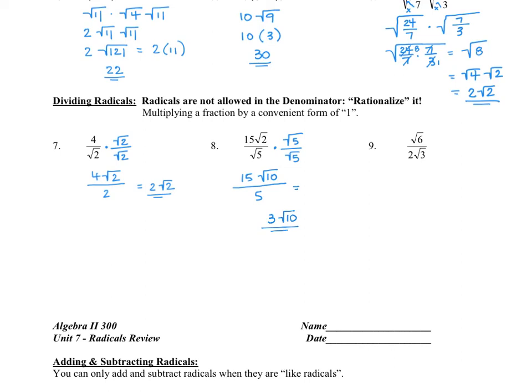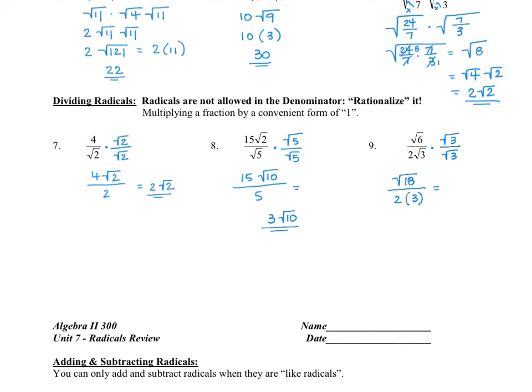In number 9, we only need to multiply by what's under the radical to both the numerator and the denominator. So if I multiply the numerator by rad 3 and the denominator by rad 3, in the numerator I can multiply what's under the radicals, so I'll end up with rad 18. And in the denominator, I'll have 2 times rad 3, which is just 3.